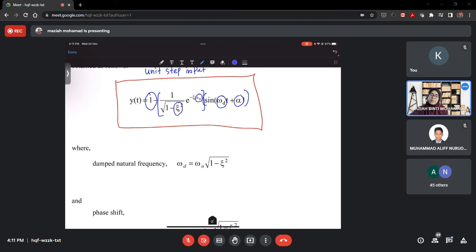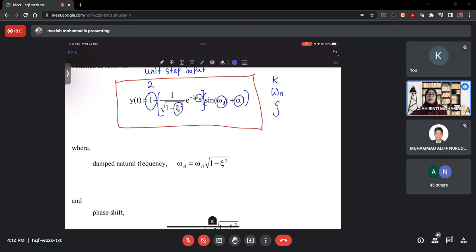So we have three parameters, K, omega n, and zeta. Right, so K, we know that the effect is it will scale the input, which is equal to the final output, Y equal to KU, right? So if your input is not a unit step input, maybe your input is 2, so you can expect the value here will become 2.